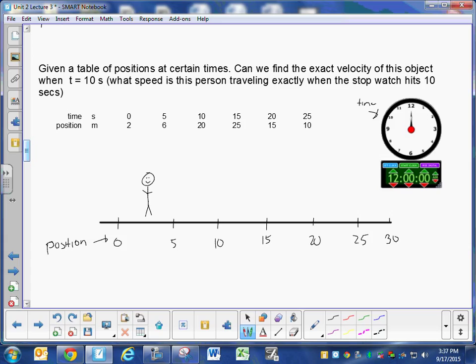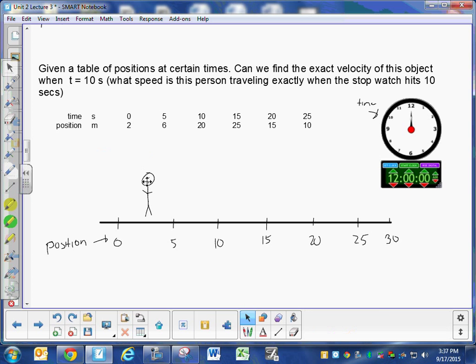Okay? My question is, can I find the exact velocity of the object at the 10th second? Do I know exactly how quickly the dude is traveling and the direction the dude is traveling in at the 10th second looking at this table? We say yes. How? Because for one of those points it gives you a position and time. Okay. This is where we have our confusions.